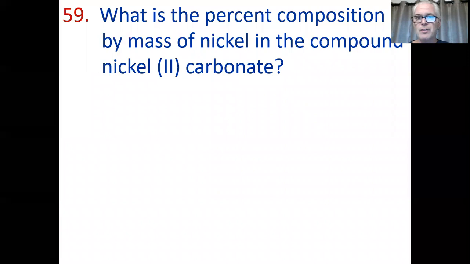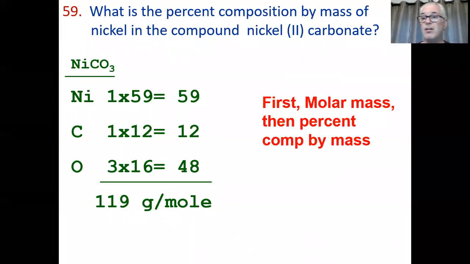In this question, percent composition by mass of nickel in nickel(II) carbonate. Now, if you put your finger in the nickel box, nickel makes a +2 ion and a +3. We're going to use the +2 one. Carbonate is on table E. Carbonate's a -2 ion. So on the left side of your page, you're going to do the molar mass of NiCO3. 1 nickel, 1 carbon, 3 oxygens. 1 times 59, 1 times 12, and 3 times 16, 119 grams per mole.